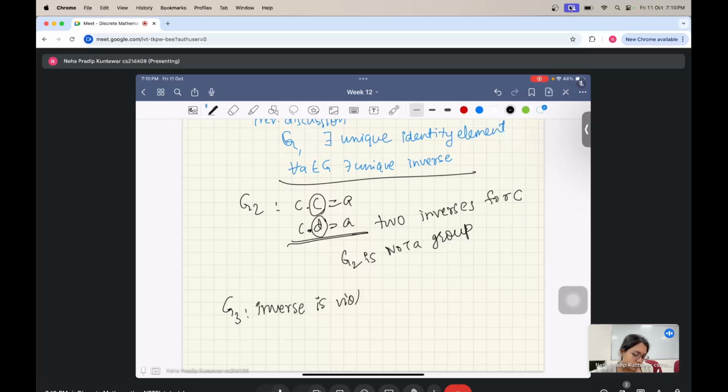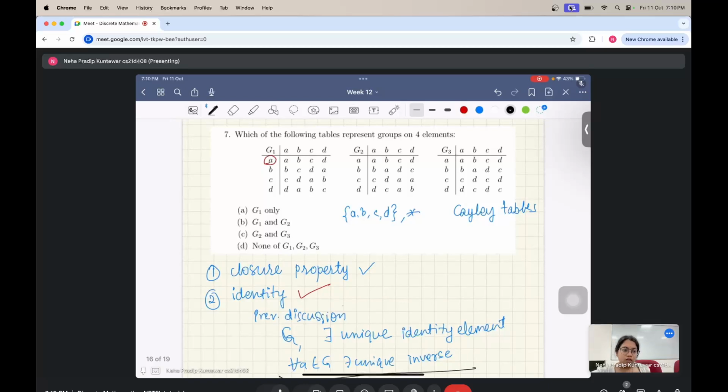That is, there does not exist an element X in G such that C dot X is equal to A, as we can see from the table. So G3 is not a group, and therefore only G1 is a group. So the answer is A.